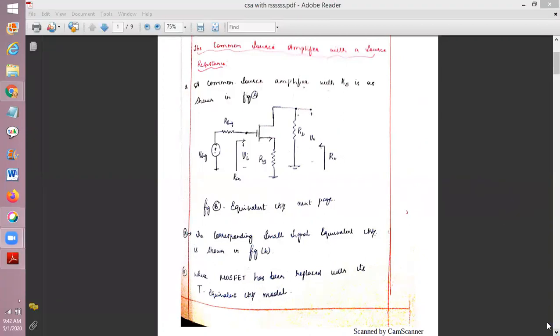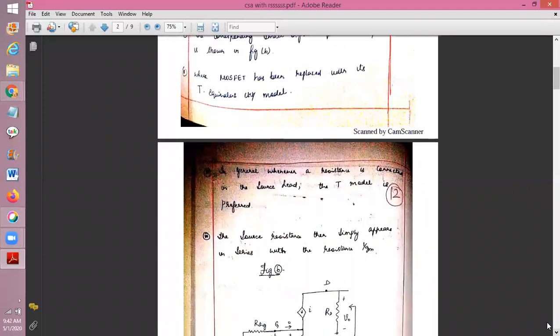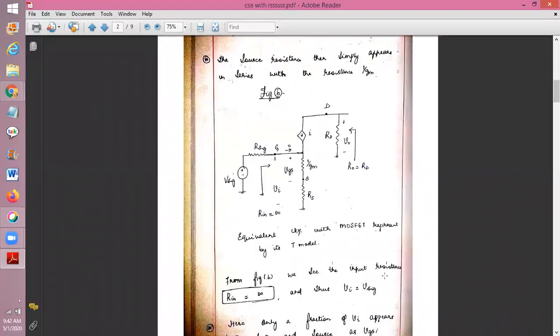So, how to draw the T equivalent circuit? Look here, this is the T equivalent circuit. V signal, R signal I have, RD I have, RS I will have. Only the MOSFET part I am replacing with the T equivalent circuit.